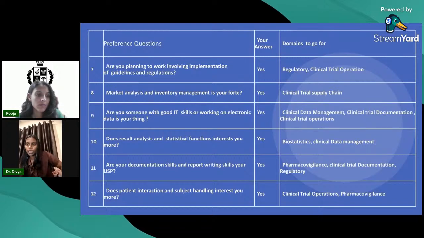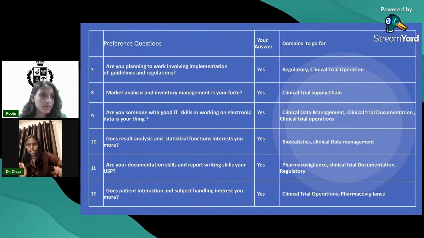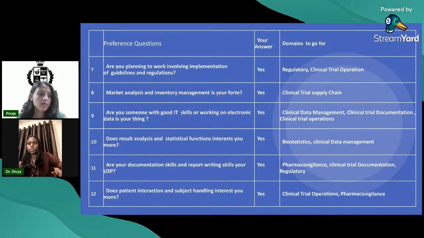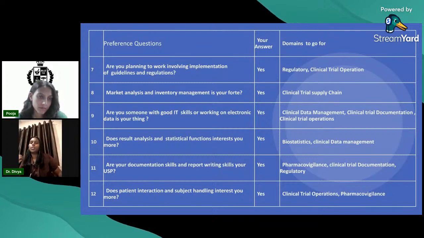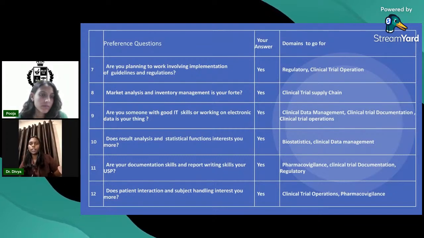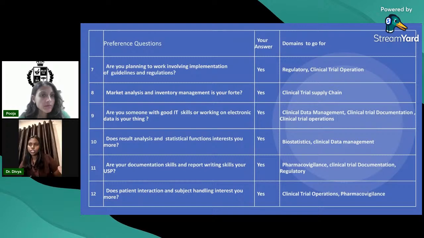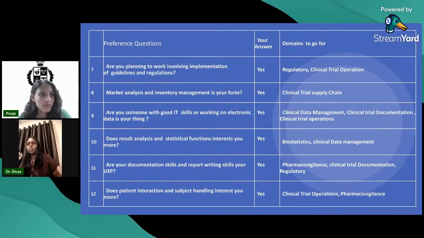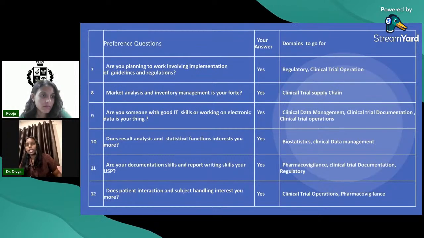And the last question is, does patient interaction and subject handling interest you more? If you are someone who is willing to work around patients, who likes, there's a term called pharmaceutical care. If you are someone who likes to work in that field, do community engagement, if your communication is good, you can develop a rapport with people very fast. So you can be a good fit for clinical trial operation and pharmacovigilance. So put two ticks in those boxes.